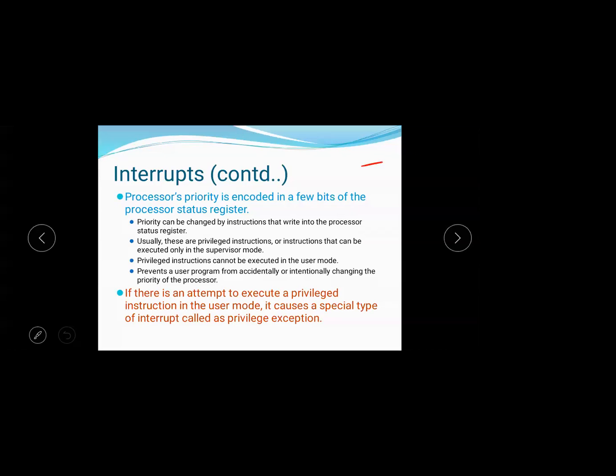The status register has bits, and according to them we have to give the priority levels. When we want to give the keyboard the least priority, we change its bit in the status register. Like that, for devices, the priority levels are changed in the status register. Usually these are privileged instructions, or instructions that can be executed only in supervisor mode.